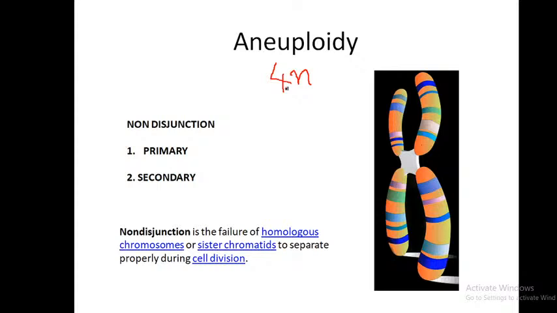So as a result of primary non-disjunction, all the gametes produced will be abnormal. Let's see how. Why is it said that all the gametes formed as a result of primary non-disjunction are abnormal? Let's have a look at this.